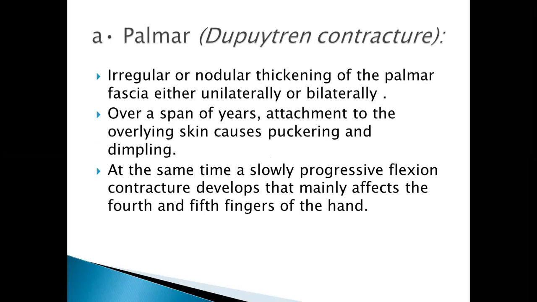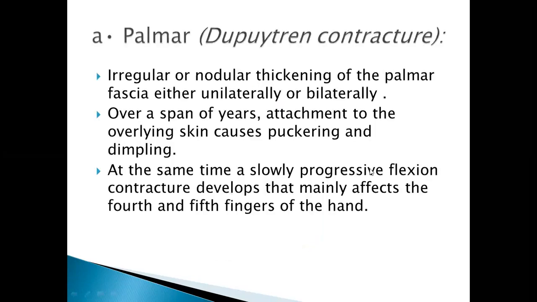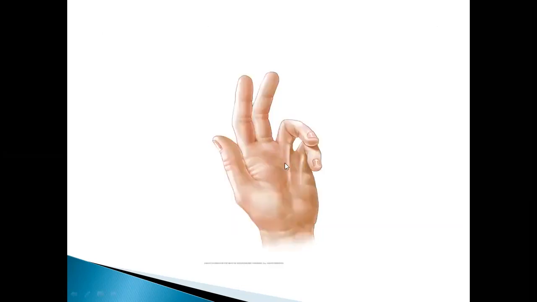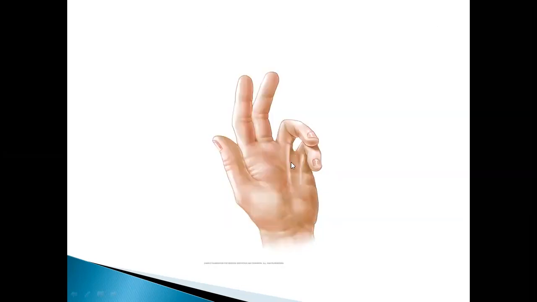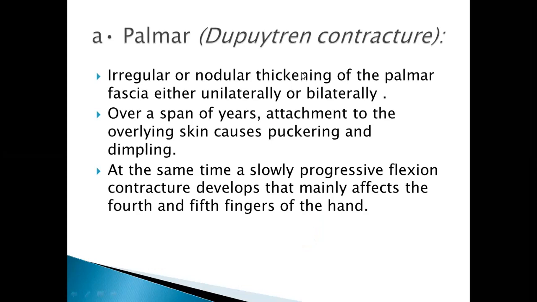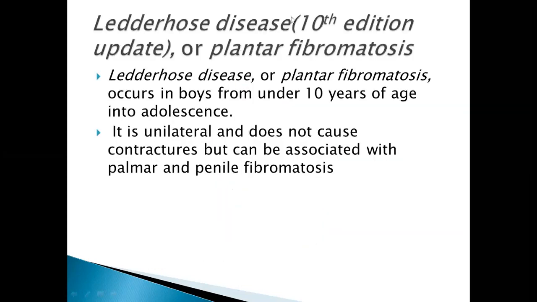Let's see the figure. You can see here in the fourth and fifth finger the flexion. A slowly progressive flexion contracture is developing in the fourth and fifth fingers of the hand, and it causes puckering and dimpling of the overlying skin. Now let's move towards Ledderhose disease, the second type.